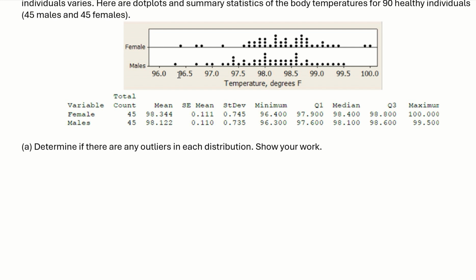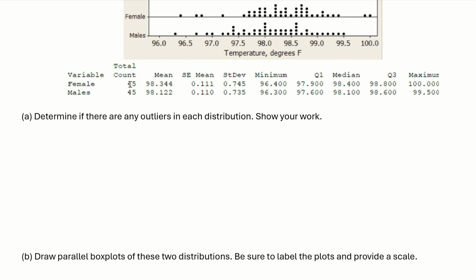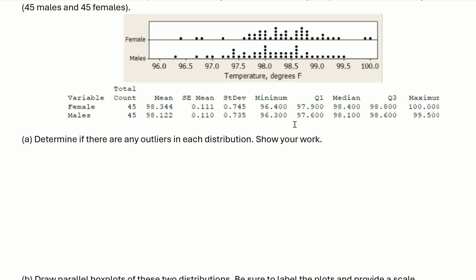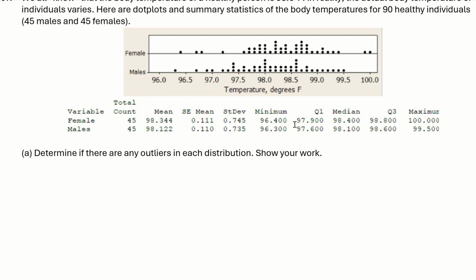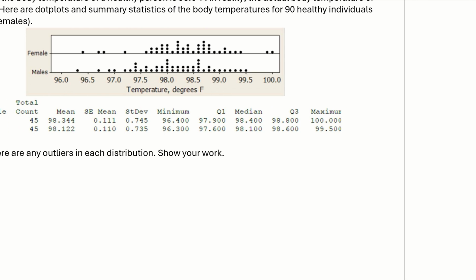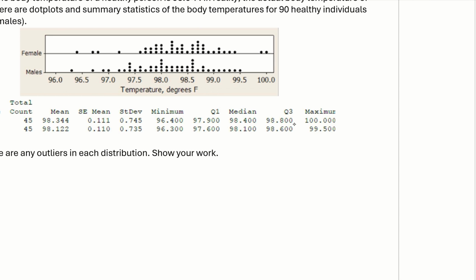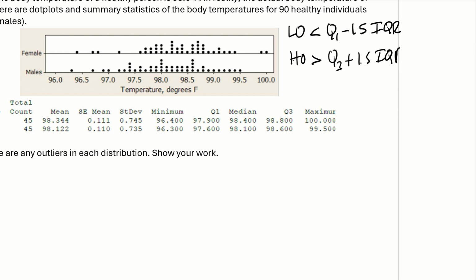All right, so we've got the dot plots here and the summary statistics. Determine if there are any outliers in each distribution and show your work. This is where we have to do the work for the outliers. Remember, to find the outliers you have to use the 1.5 IQR rule. I'll write it over here so you have the formula. The low outlier is less than the first quartile minus 1.5 IQR. The high outlier has to be greater than the third quartile plus 1.5 times the IQR.